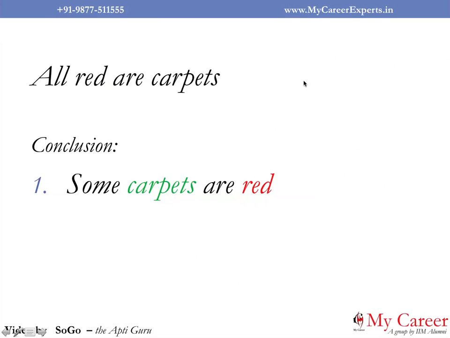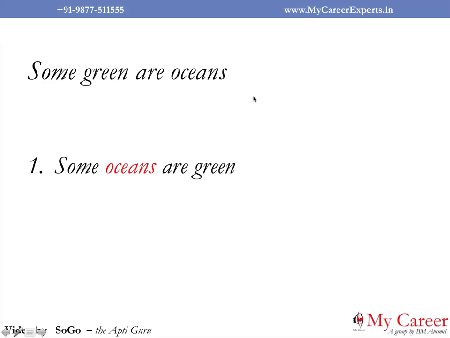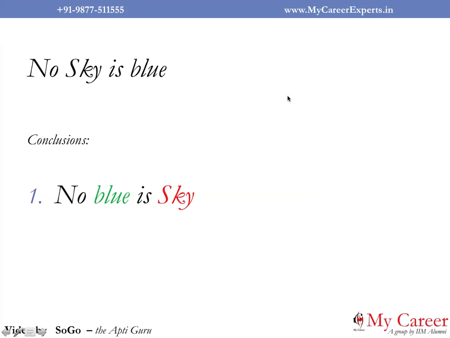Let me go back and revise three things before I go to the fourth thing. In the first we said all red are carpet. It means whatever red I have, it is included in carpet. So some of the carpet which are red, this portion is definitely red. If we look at the next question, some oceans are green. It means this is something we call green. This is ocean. So some green is ocean, some ocean is green. Let us go next. It says no sky is blue. It means we have some blue over here. This is sky, this is blue. So blue and sky are two independent things. If sky is not blue, blue is not sky.